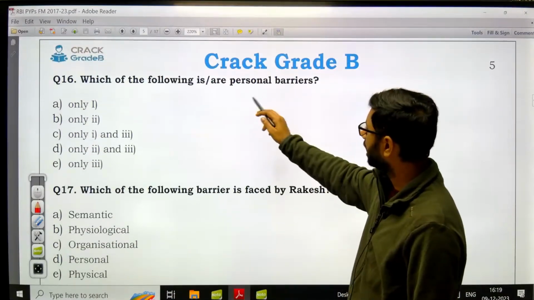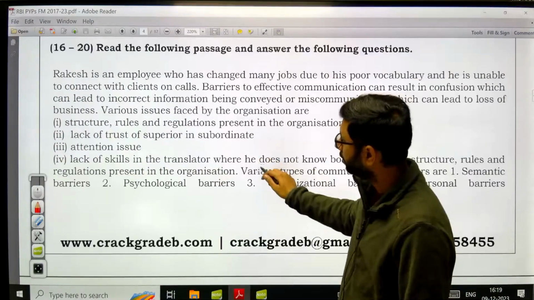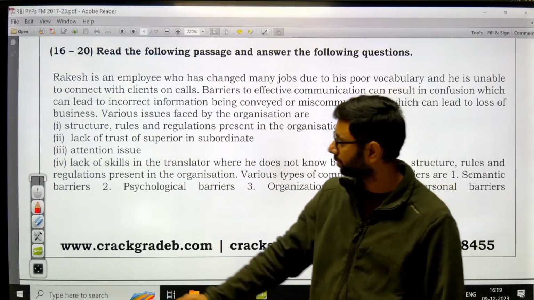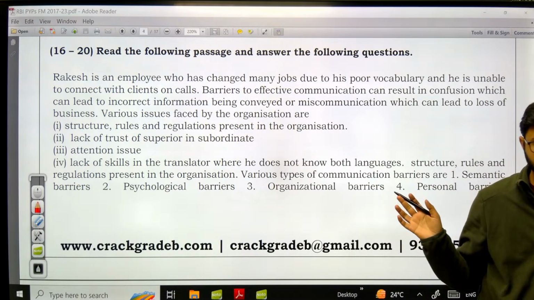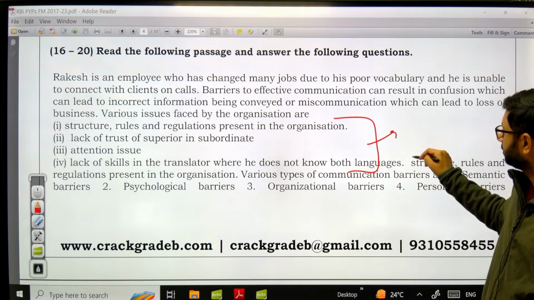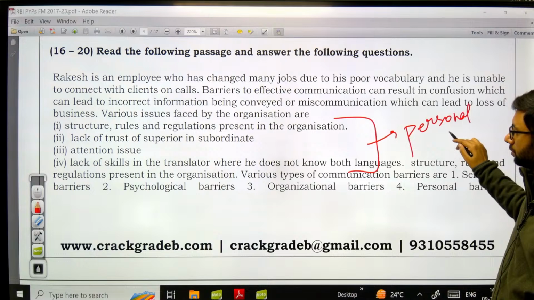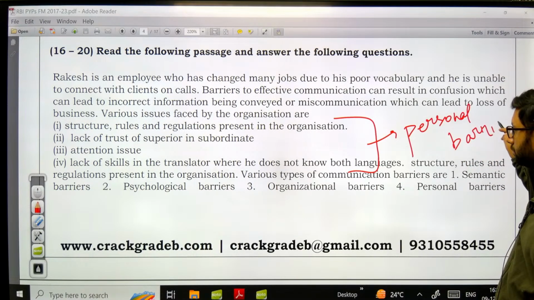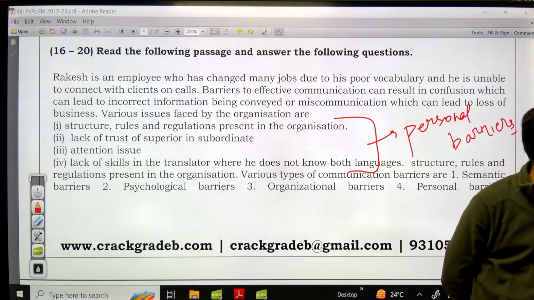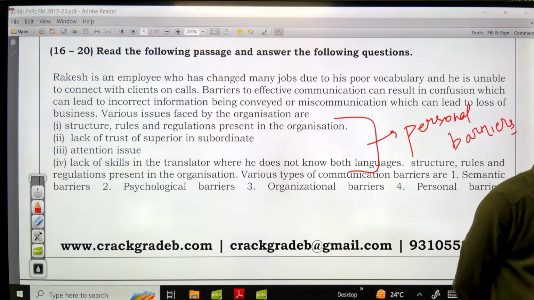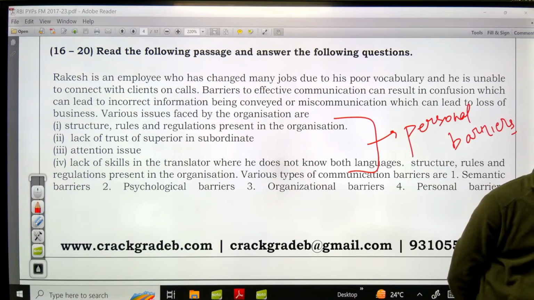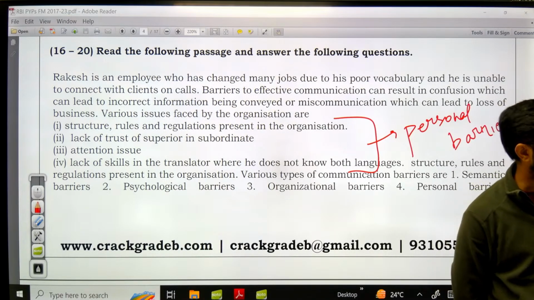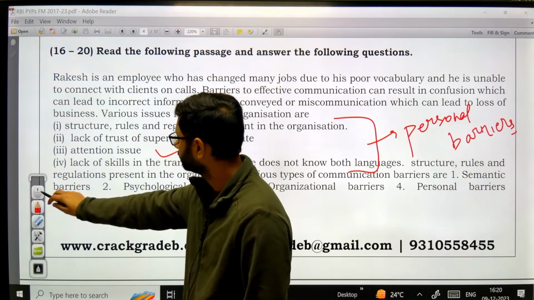First question, which of the following are personal barriers? So amongst these four, which are the personal barriers? Anyone? Take a look at it. Tell me which among the following four categories are the personal barriers. Kirti says 2 and 3. Okay. Yes, all of you are correct. 2 and 3 is the correct answer. Attention issues and lack of trust in superior.